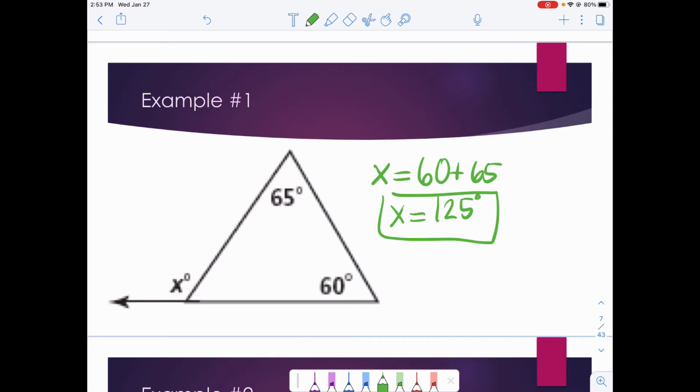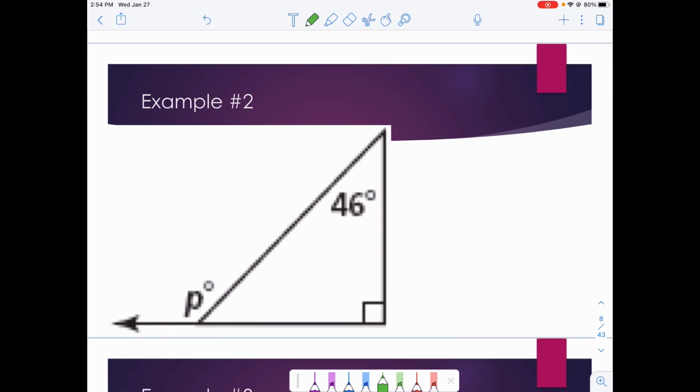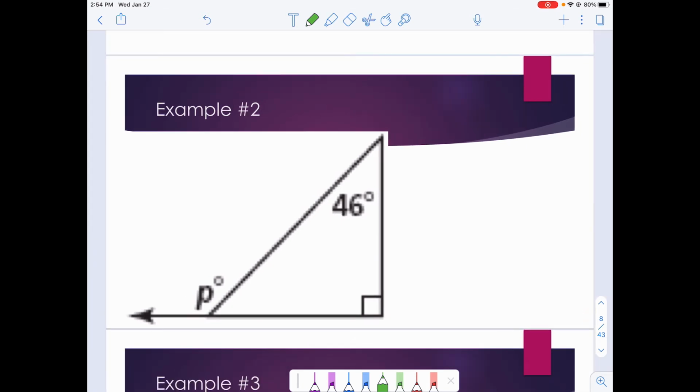Hopefully that makes sense. So the next example, I'm going to go ahead and let you do this one. So go ahead and pause the video and try it out. Okay, now that you've paused the video, I'm going to go ahead and do the example with you. So once again, going back to the same concept, we're going to say that P is equal to the two non-adjacent angles. What are they? 46 plus, well, what's this angle here? You should know it as 90 degrees. So P is going to equal 136 degrees.